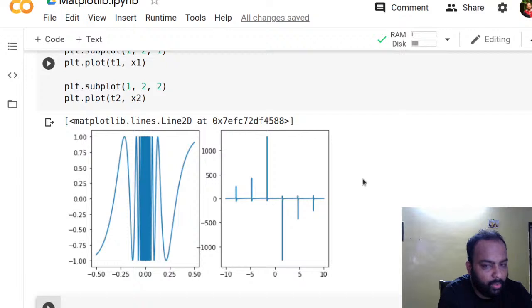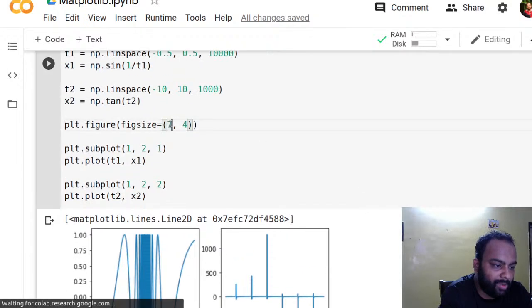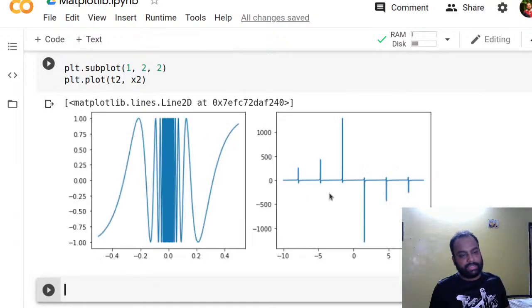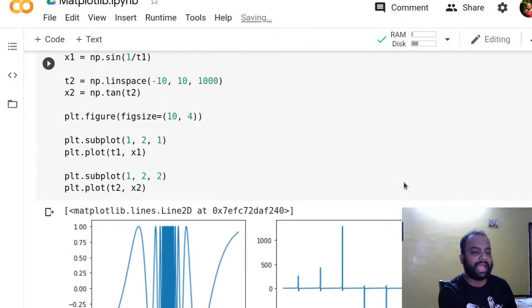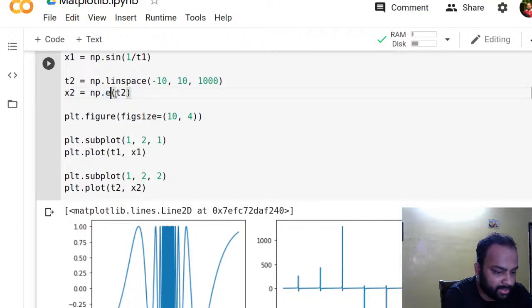See, we now have 2 different plots right next to one another. Maybe the width is not that much. Maybe I want to increase the width, make it 10. Nice. And again, this tan wave is pretty annoying because I have to modify the axis for the tan signal, for example. Let's instead make this an exponential. Will be fantastic.